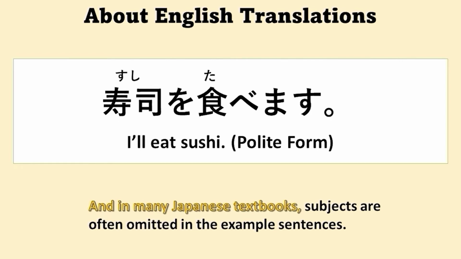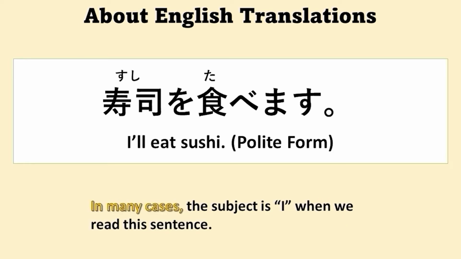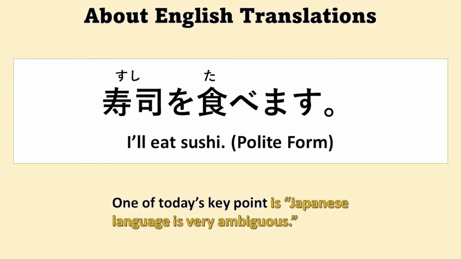And in many Japanese textbooks, subjects are often omitted in the example sentences. In many cases, the subject is I when we read this sentence. That's why Ichiyo wrote I as the subject in the translation. One of today's key points is Japanese language is very ambiguous.